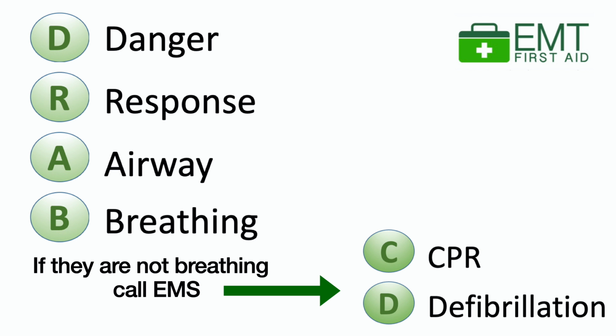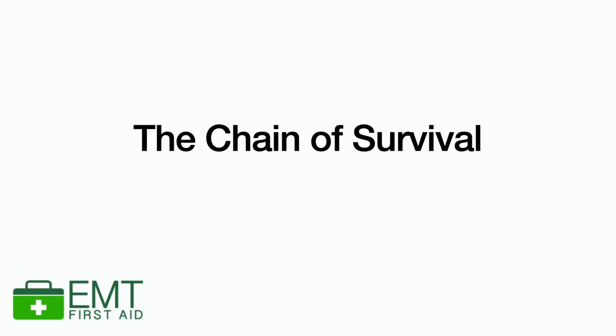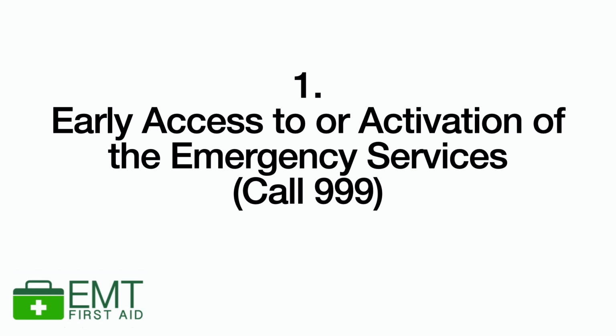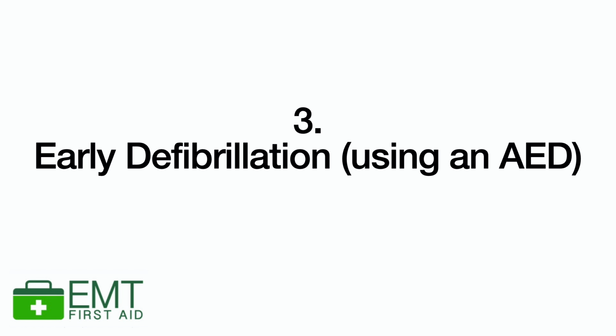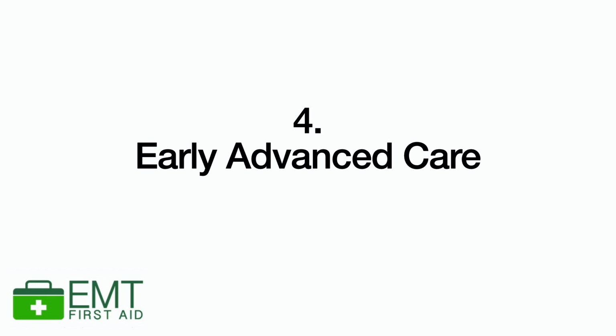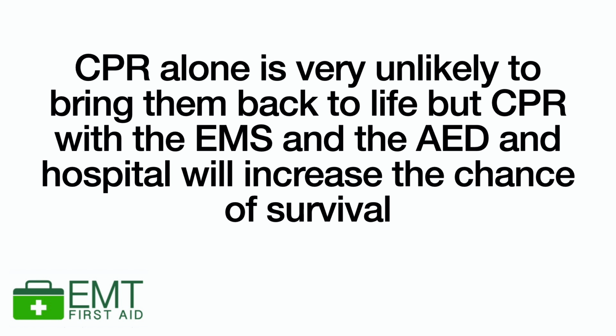And we're going to remember the acronym from previous videos, our primary survey: Danger, response, airway, and breathing. They're not going to be breathing, so then we must make sure we activate the EMS, we do CPR, and we get a defibrillator to them. And that was all part of the chain of survival we talked about earlier. Early access or activation of the emergency medical services, beginning CPR, getting a defib to them, an AED, and then early advanced care. And if we can do all that in a timely manner, the chances of survival are hugely increased for this casualty.